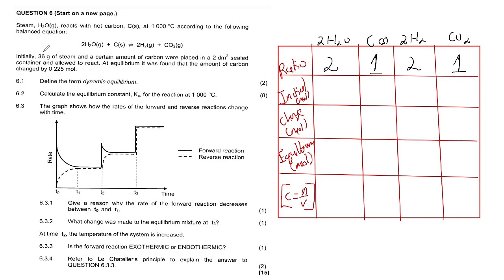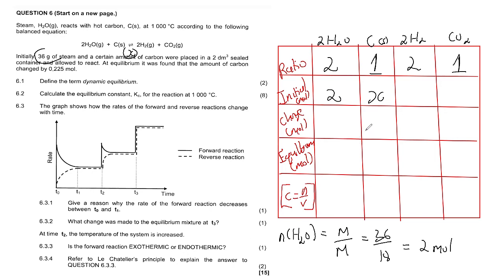And then for initial, we are given that initially there are 36 grams of steam. But remember, here we have initial number of moles, not initial mass. So we need to calculate the number of moles of steam. The number of moles of H2O is mass over molar mass. The mass is 36 and the molar mass of H2O is 2 plus 16, which is 18. Now 36 divided by 18 gives us 2 moles, right? So we put our 2 in here. Now, what else are we told? And a certain amount of carbon. A certain amount means X amount, so we're going to put X here.